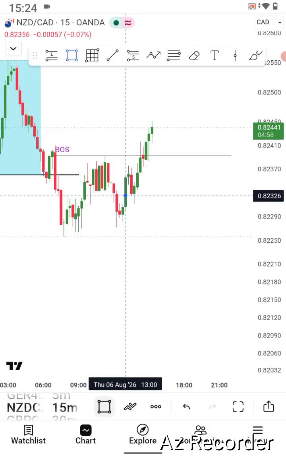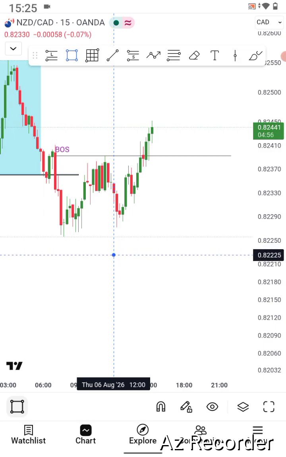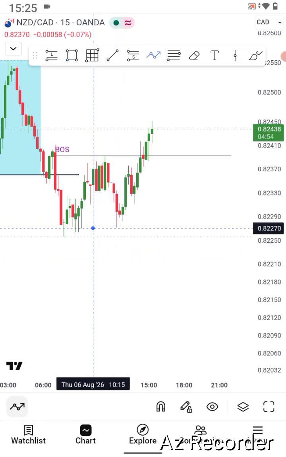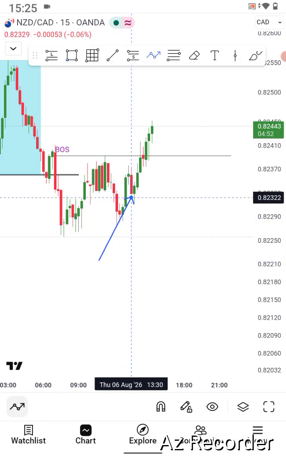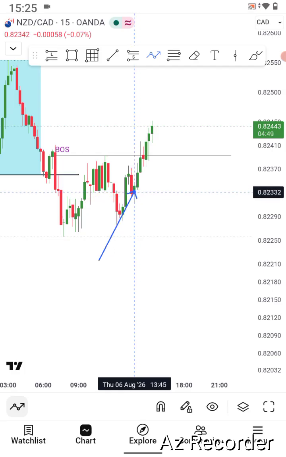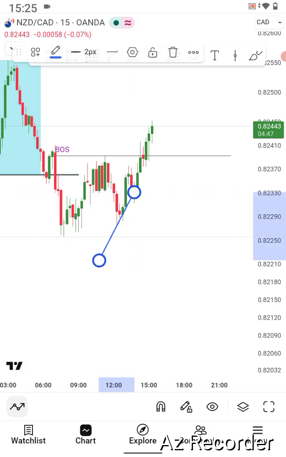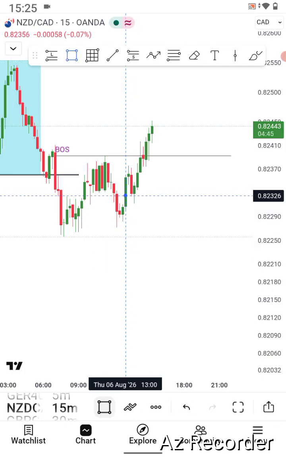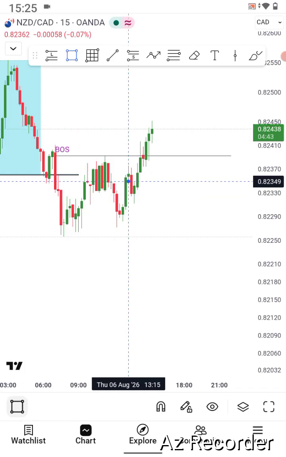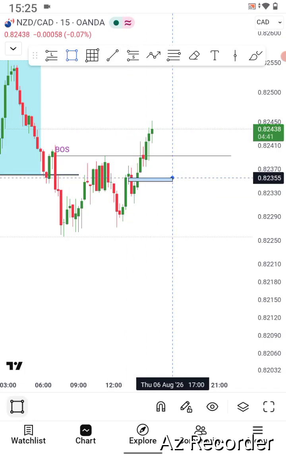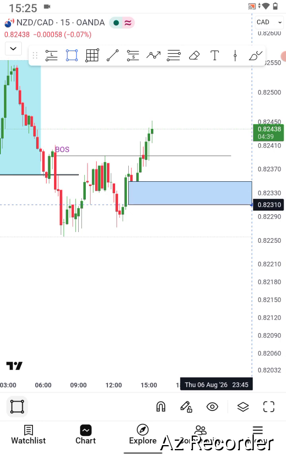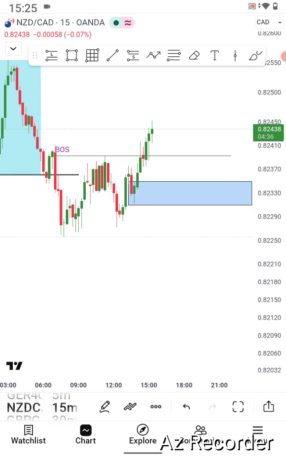I'll mark this. This is what I'm marking. I'm marking this candle. This is another order block. Are you seeing it now? This is what I'm marking. I'm marking this as what I should enter the market with. So I'll mark this. That's my 15-minute order block.